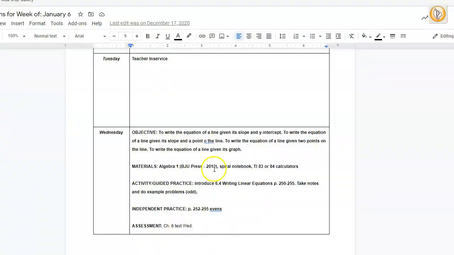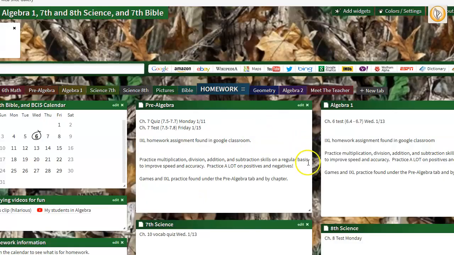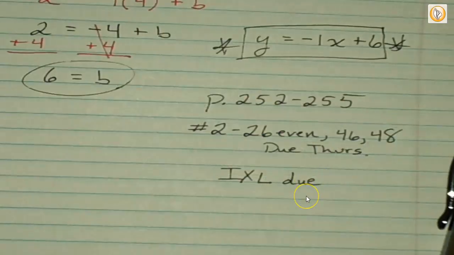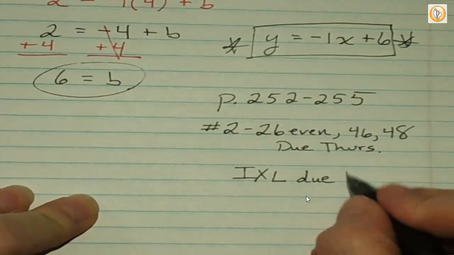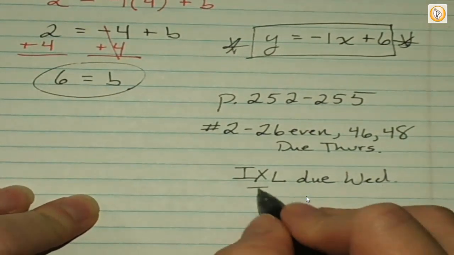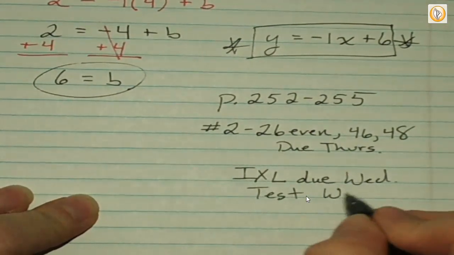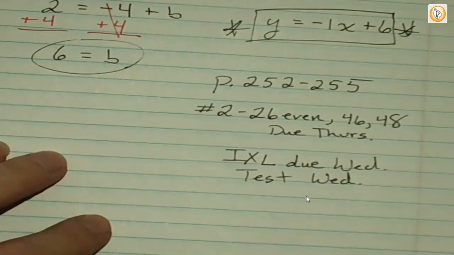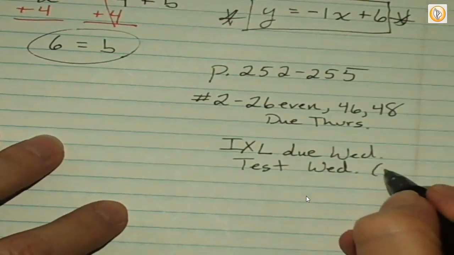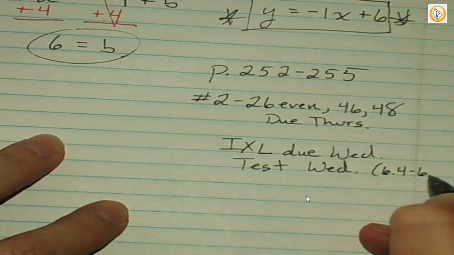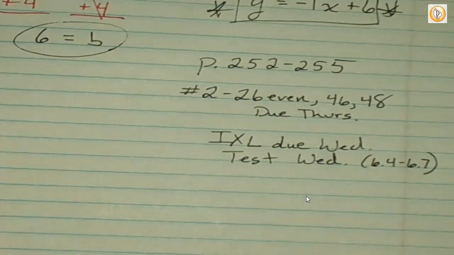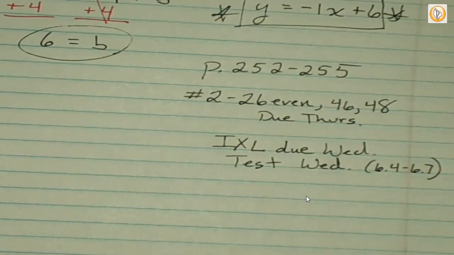Your test is going to be Wednesday, so your IXL will be due Wednesday. So IXL will be due a week from today, and you have a test on Wednesday. Right now, I have it scheduled for 6.4 to 6.7. We will see how that goes. All right.